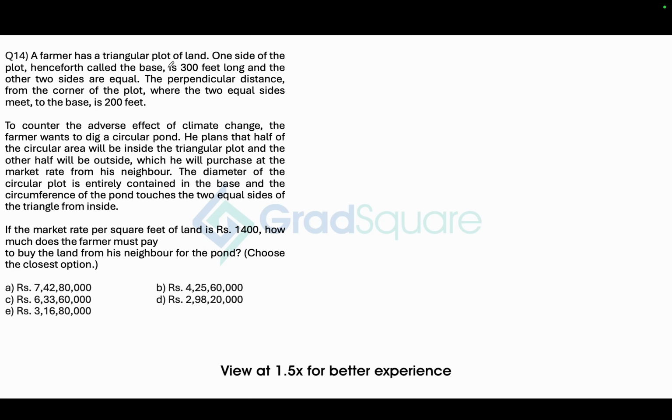A farmer has a triangular plot. Now one side of the plot, henceforth called the base, is 300 feet long and the other two sides are equal. So it is an isosceles triangle with the base of 300, which is the unequal side, and the other two sides are equal.